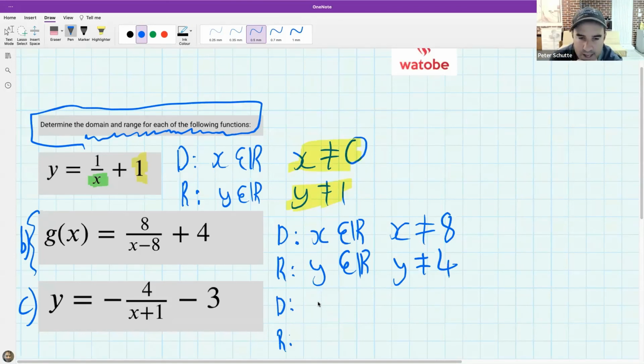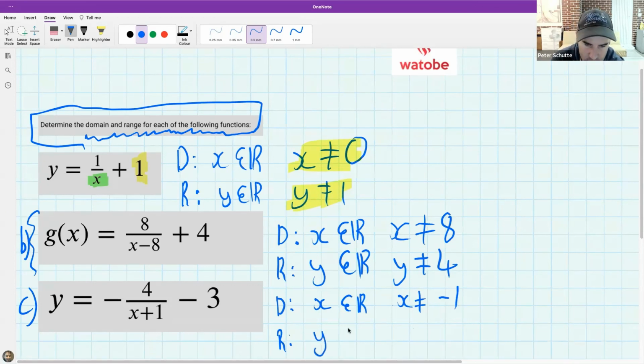Okay, so what we have for this next one, C, is the domain can be x is any real number, but x cannot be equal to -1. And it's important you put the cannot be equal to -1. And then the range is y is any real number, but y cannot be equal to, and we're going to go here to this, -3.